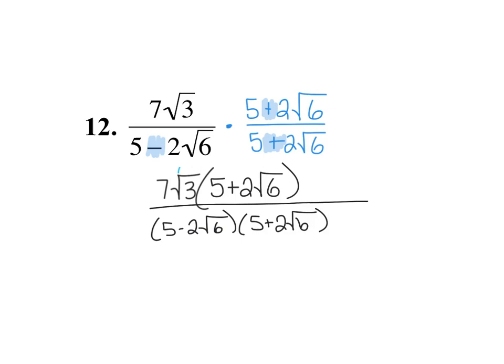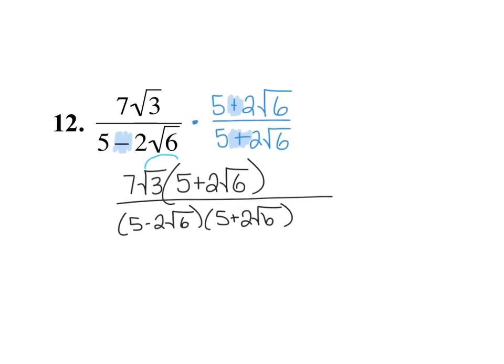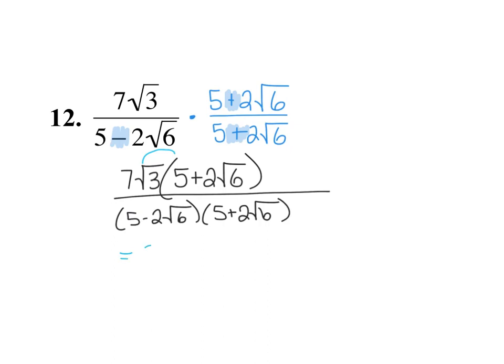Okay, numerator, let's multiply. 7 root 3 times 5 is going to equal 35. 7 times 5 is 35 root 3. Remember, you can multiply numbers that are not in the radical with numbers not in the radical, radical with radical. So 7 root 3 times 2 root 6 is going to be plus 14 square root of 18, because root 3 times root 6 is square root of 18.